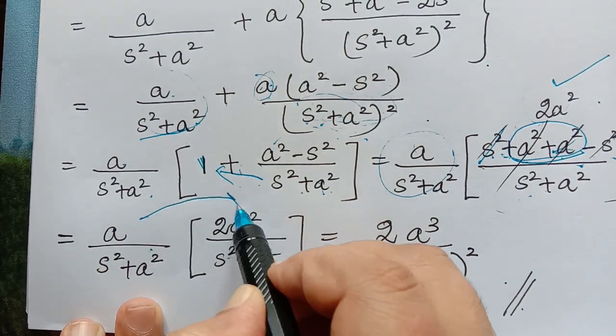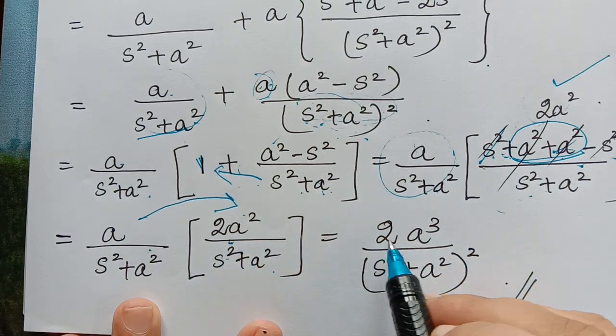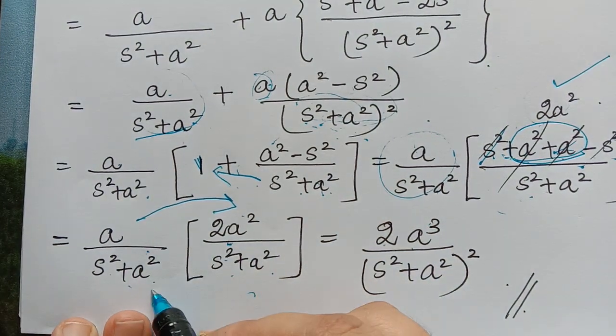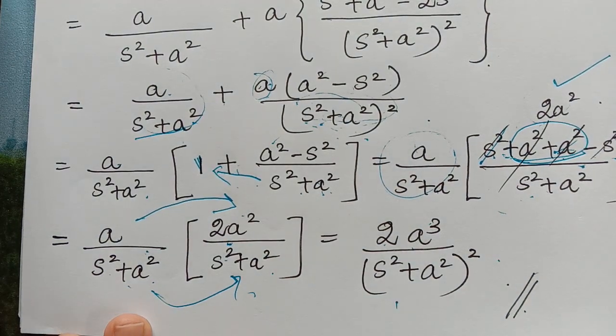Again multiplying this inside, we will be having a into a square becomes a cube. So 2a cube divided by s square plus a square the whole square. So this is what we obtain as the solution.